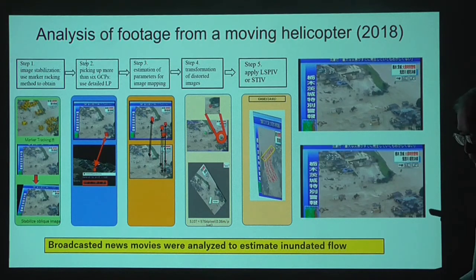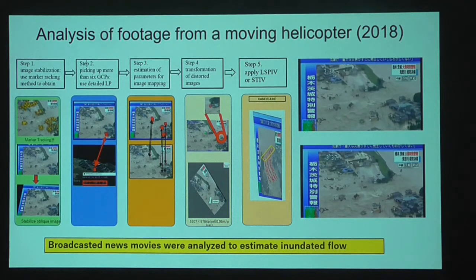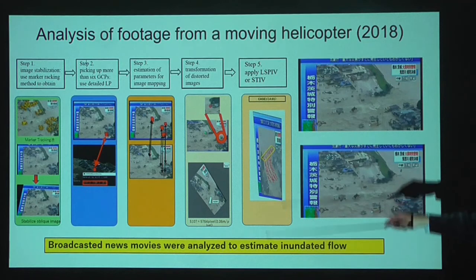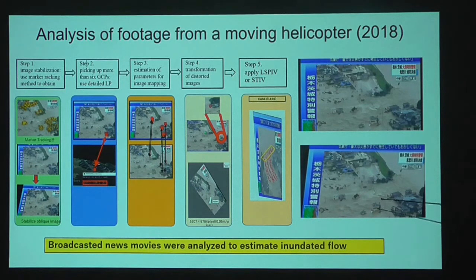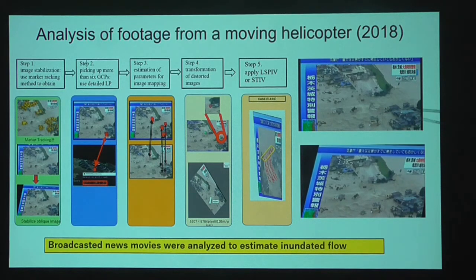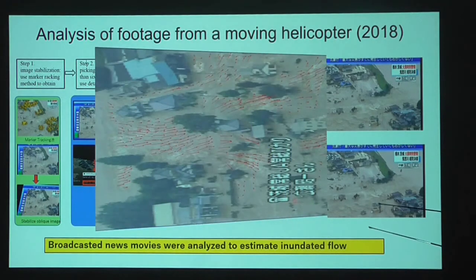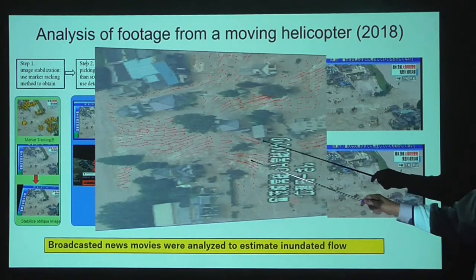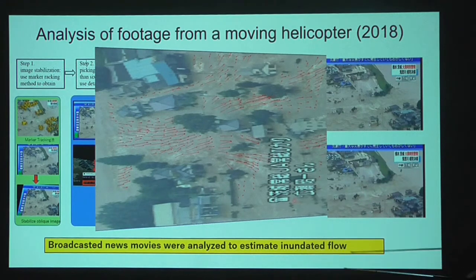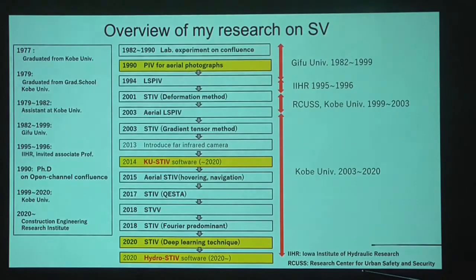And another one, which is interesting, is this one. This is the image taken by a broadcast helicopter, and I'll skip the detailed explanation, but you see here the images can be stabilized even when the background shift is very, very distorted. From this we get a very beautiful inundating flow like this. So this can be available in the near future in the Hydro-STIV.